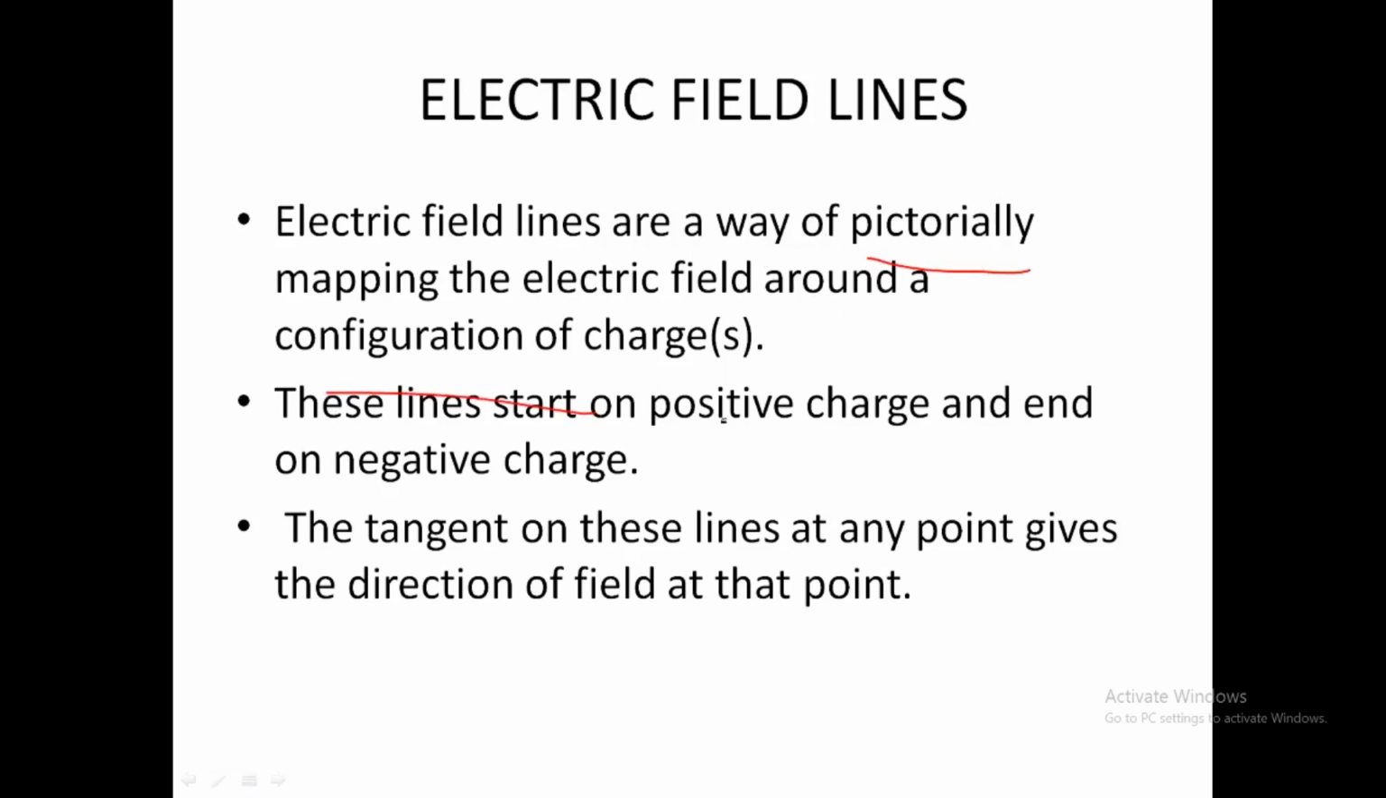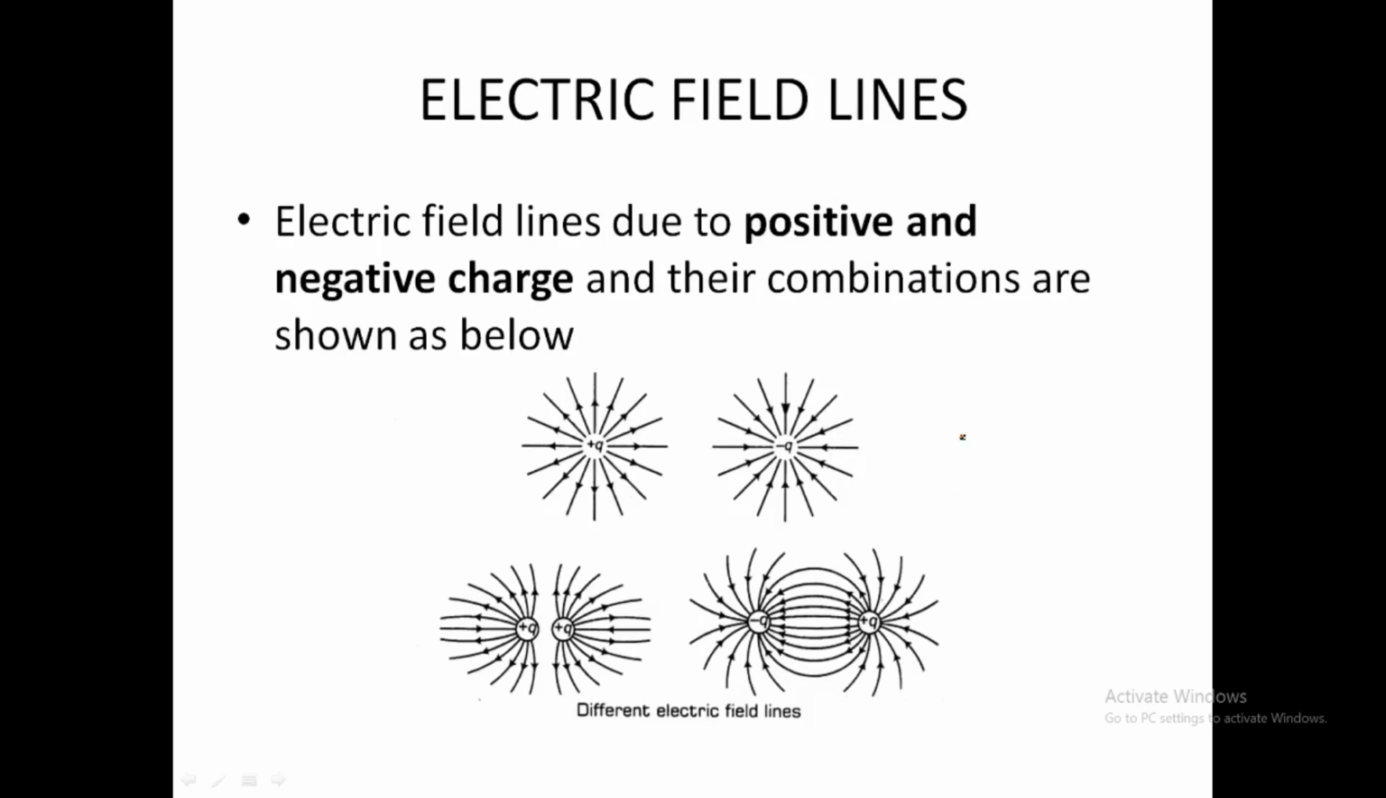The line starts on positive charge. Always, an electric field line starts on a positive charge and ends on a negative charge. If you take any point on the line and draw a tangent, it will give you the direction of the electric field. So the electric field lines due to positive and negative charges and their combination are shown below.